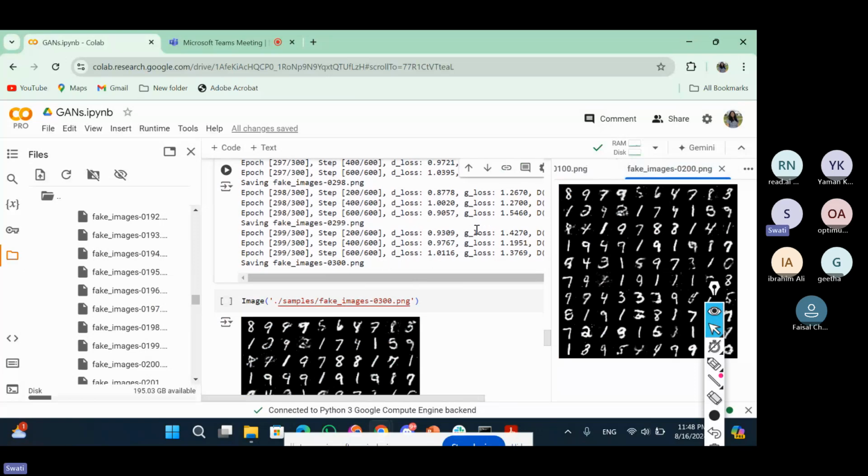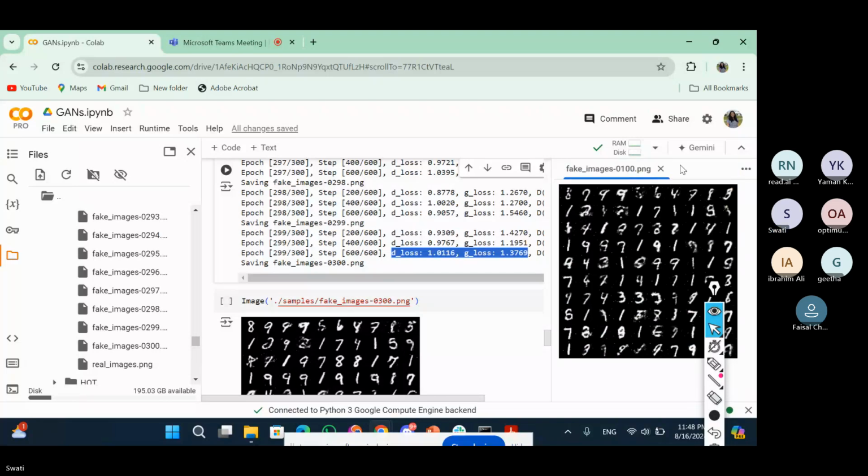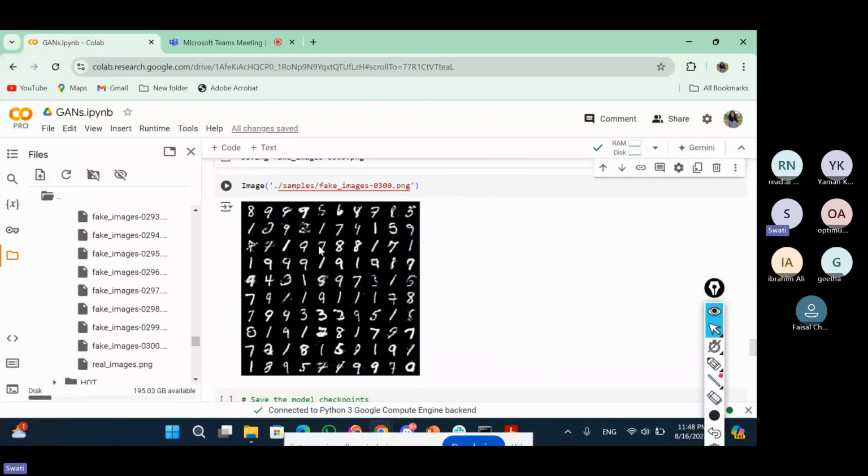after 300 epochs, our generator loss is this much, and our discriminator loss is 1.0116. And we can see how it looks at 300. You can do more. Actually, it is a computationally heavy process, so I stopped at this part. Still some digits are blurred. So yes, you can have more epochs and see if it is improving. So this is the 300 image.